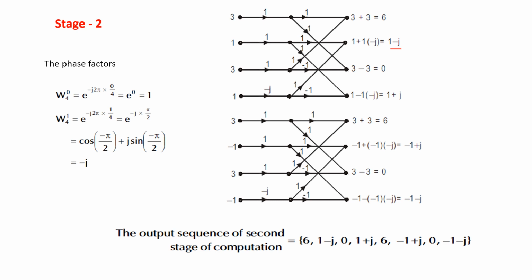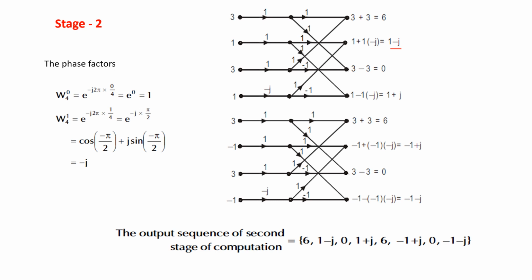And here this 3 multiplied with 1 will reach here, that is 3, and 3 into twiddle factor 1 into minus 1, minus 3, will reach here. So the effective value is 3 minus 3, which is 0. And for the fourth line, the first input is this 1, which will reach here, and the second input is 1 into minus j, that is minus j, which will reach here. The answer is 1 plus j.